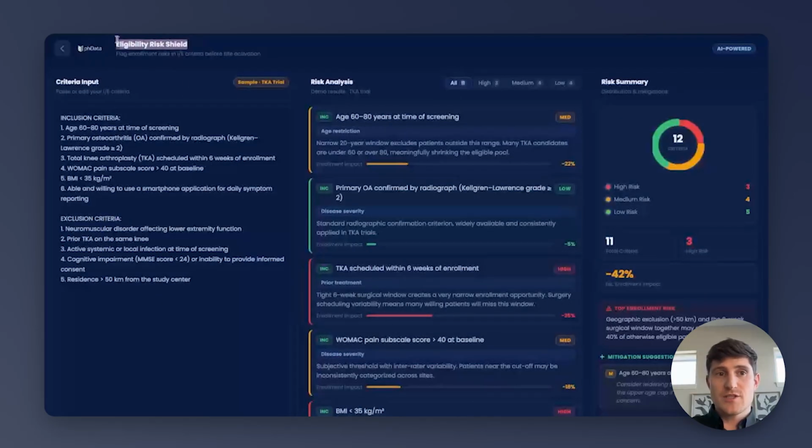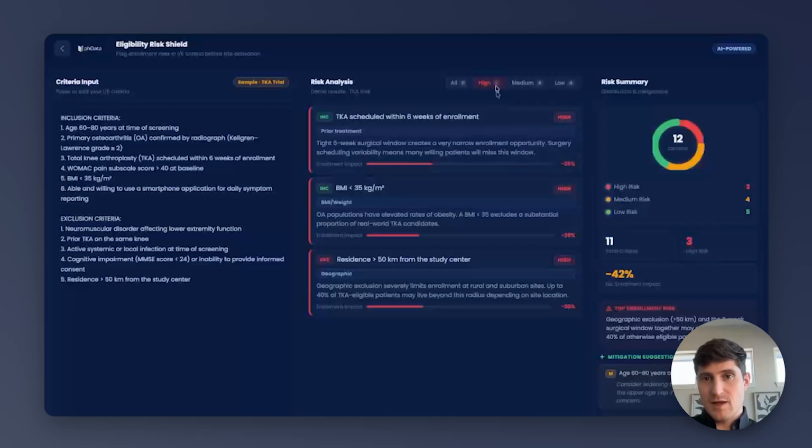This eligibility risk shield is all about flagging enrollment risks. So if over here, for example, you set your BMI to only be people under 35, but it's an osteoarthritis of the knee study, it's kind of risky because its label here is high risk because OA populations tend to have elevated rates of obesity. So if you're going to produce a drug trial on that osteoarthritic population, you're going to want your trial to represent the actual real world candidates. So you're not having a commercial issue trying to convince people that your trial was reflective of the real population.